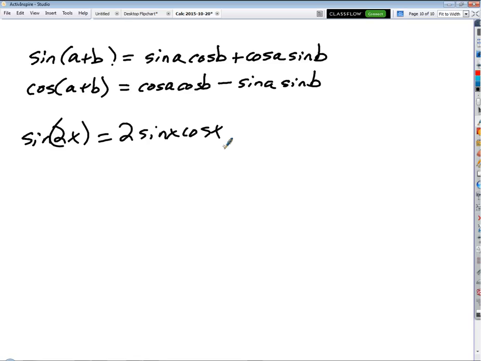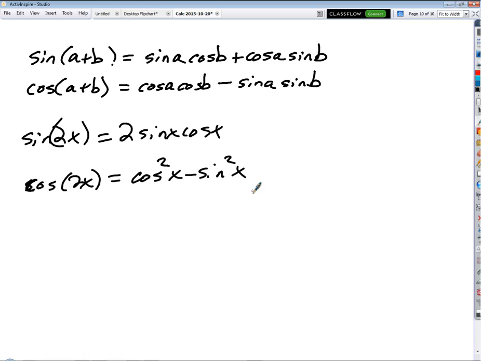Remember that one? Okay. And you know that the cosine, well, we're a little rusty. I might have you memorize these again and maybe do a little quiz. Cosine of 2x is cosine squared x minus sine squared x, right? Yeah. Okay.